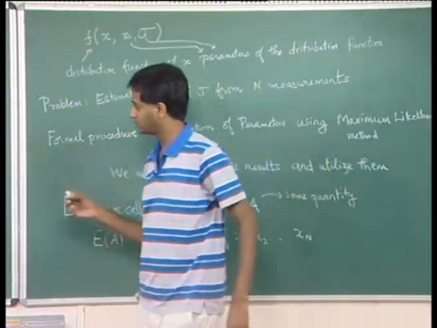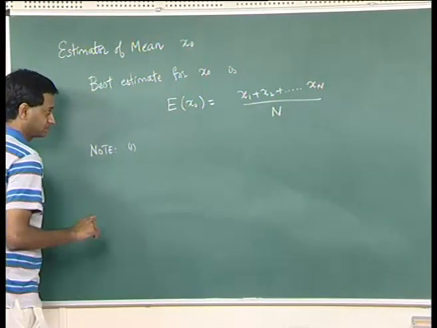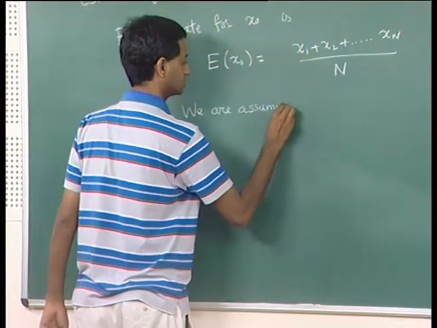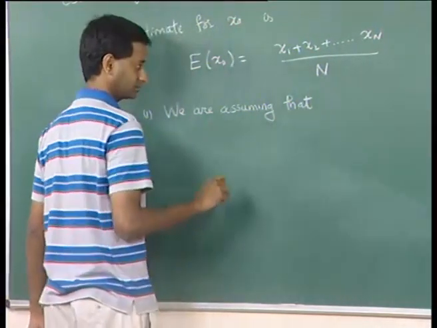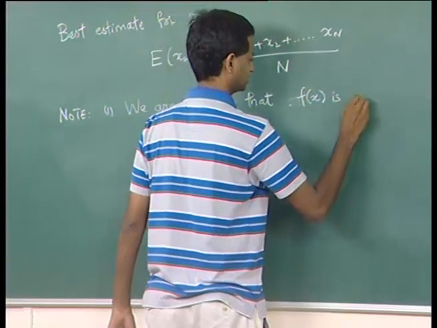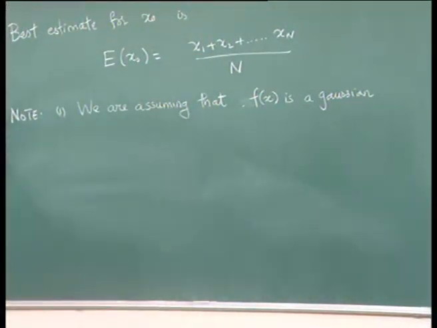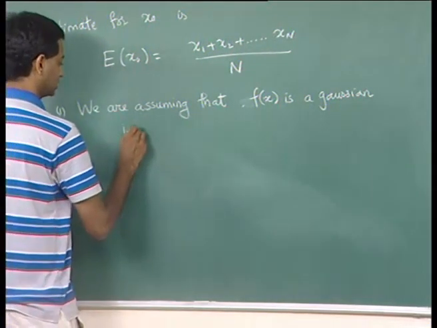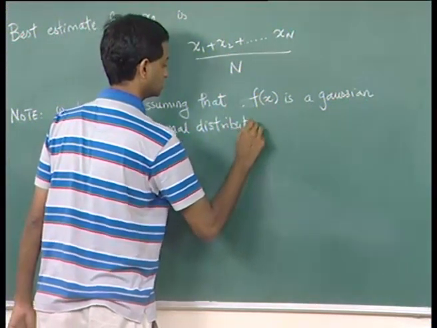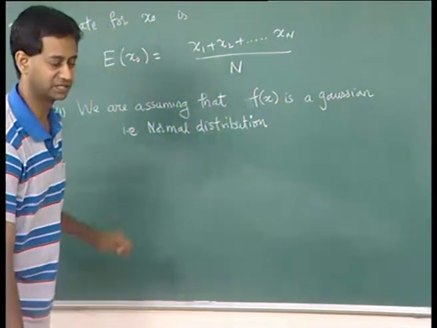So I want you to note a couple of things. The first one is that we are assuming that f of x is a Gaussian, in other words, a normal distribution. So we are assuming that the variables are distributed according to a normal distribution.